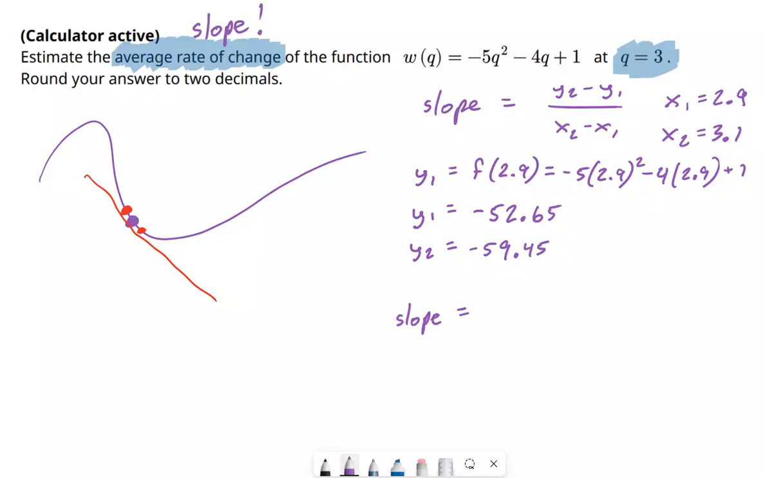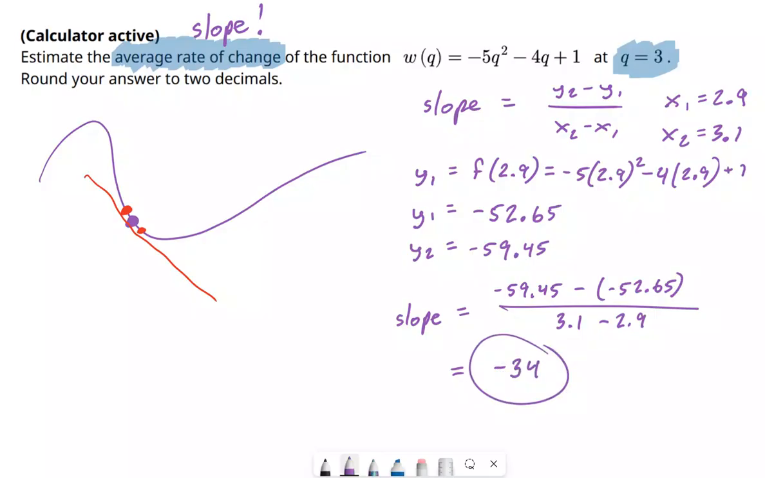Okay, those are a little ugly, but I'm just going to plug those into my slope equation. Slope equals y2, that's negative 59.45, minus y1, that's a negative sign, so I'll be a little careful and write this in parentheses here, all divided by the difference in the x's, which was 3.1 minus 2.9. And if you crunch that through the calculator, you're going to get negative 34. That's our answer. That's the slope right at that point.